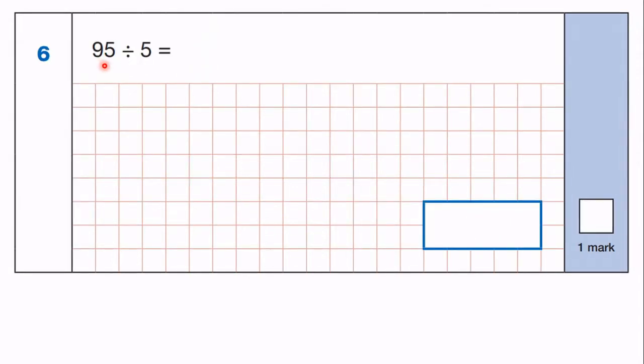Question 6. 95 divided by 5. We can set this out as a short division. 9 divided by 5 is 1 remainder 4, and 45 divided by 5 is 9. So our answer is 19. Question 7.